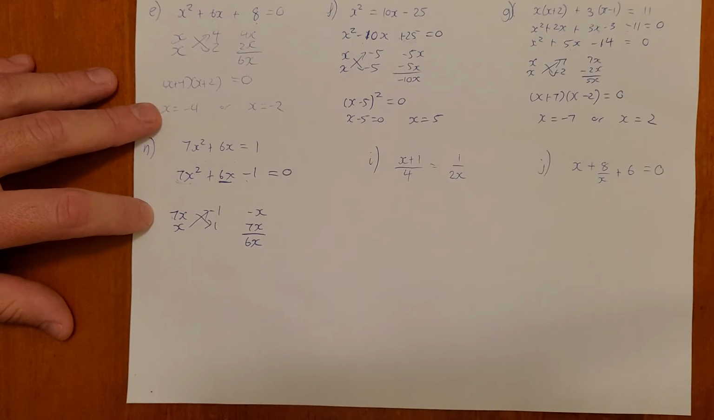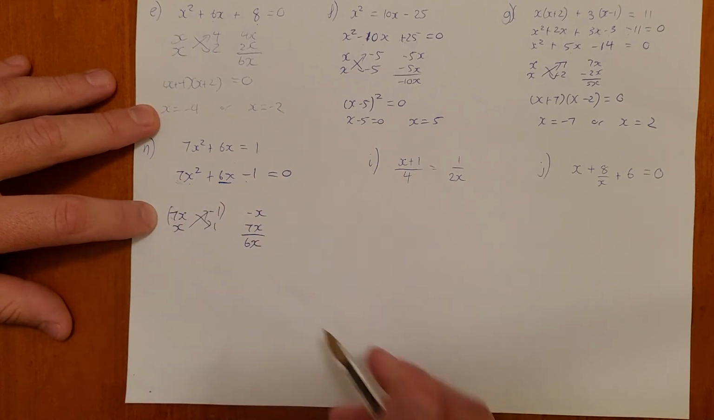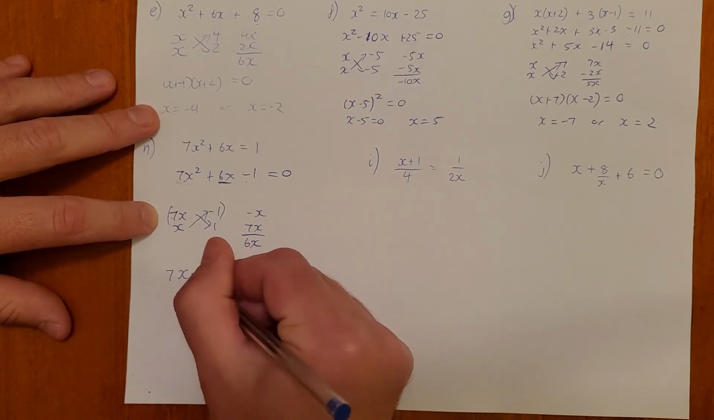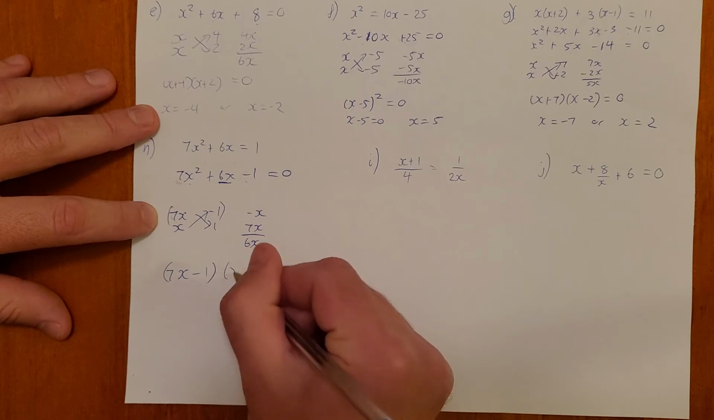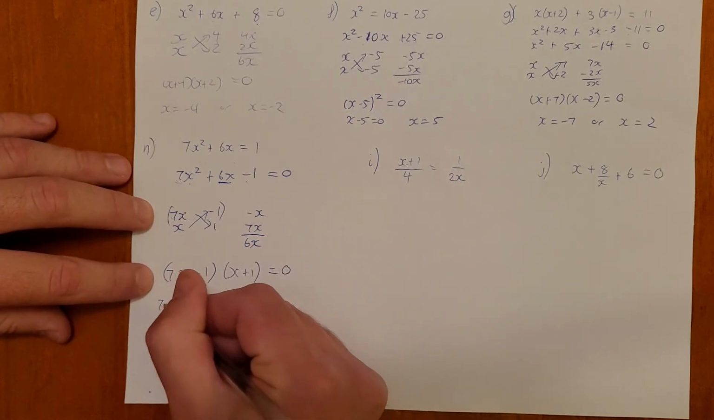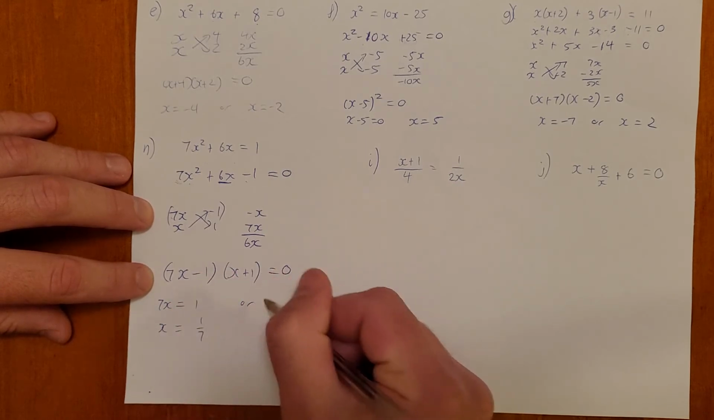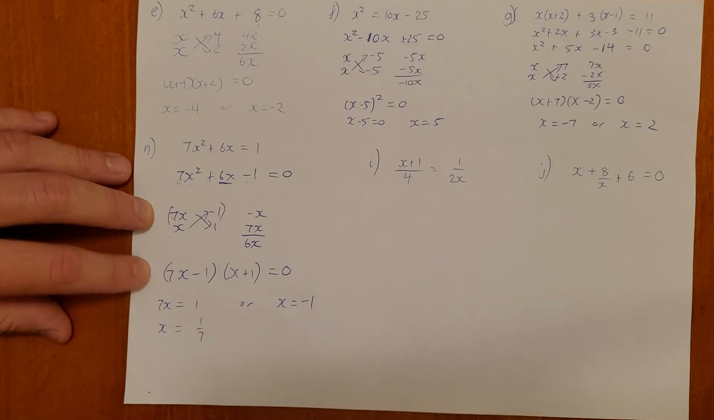Now, when we're factorizing quadratic trinomials, both monic and non-monic, we need to make sure we wrap the brackets around horizontally. So the solution is (7x - 1)(x + 1) equals 0. This is going to give us 7x equals 1, x is 1 on 7, or this solution gives us x is -1.